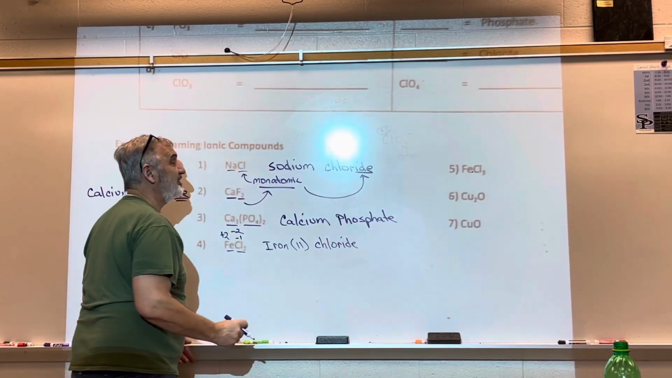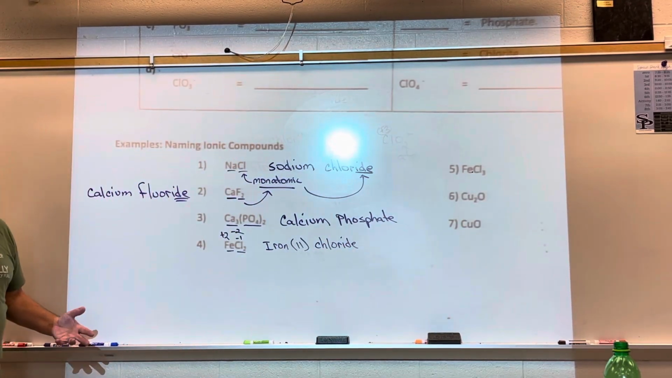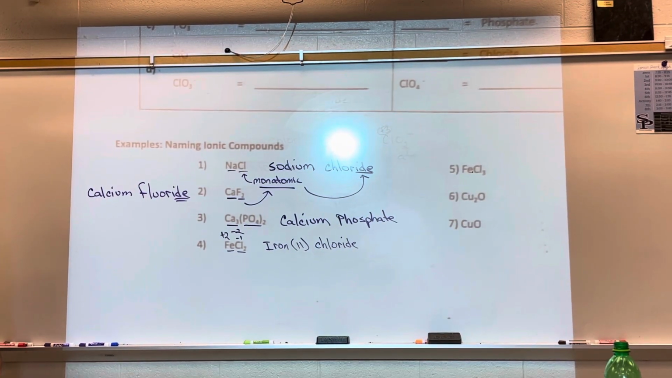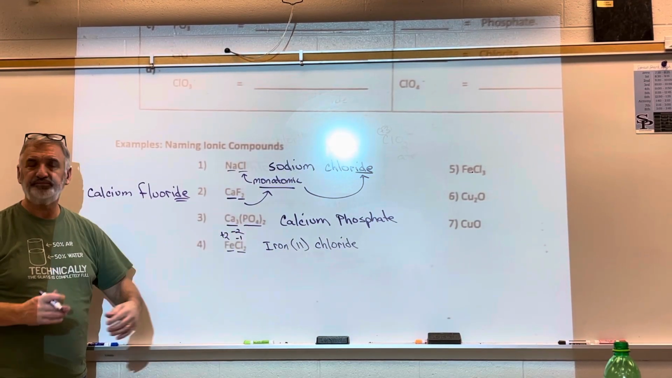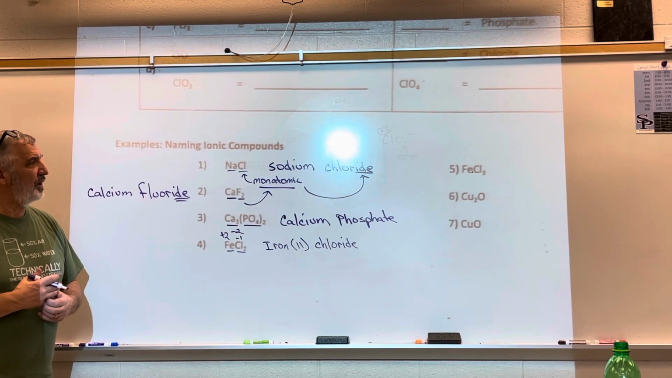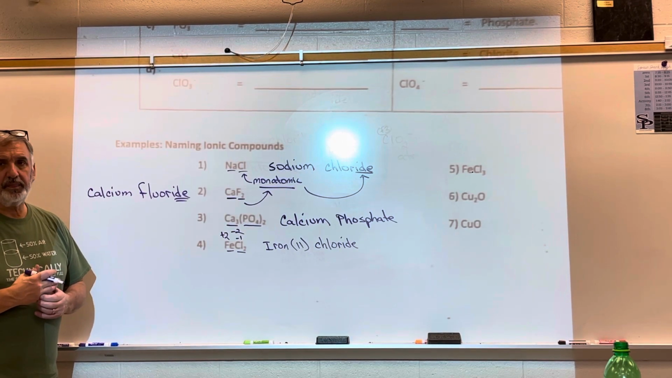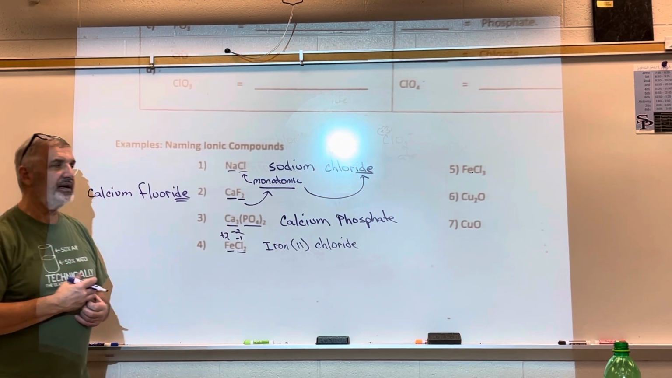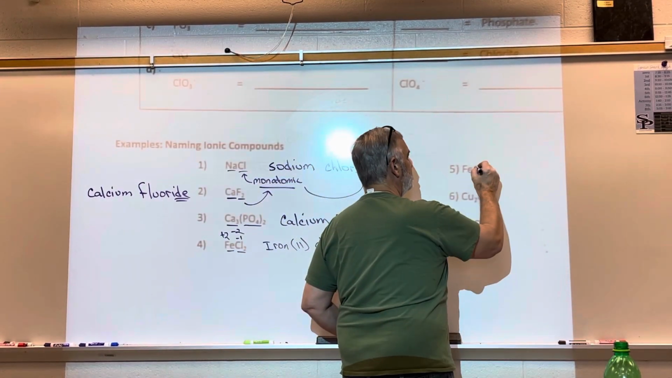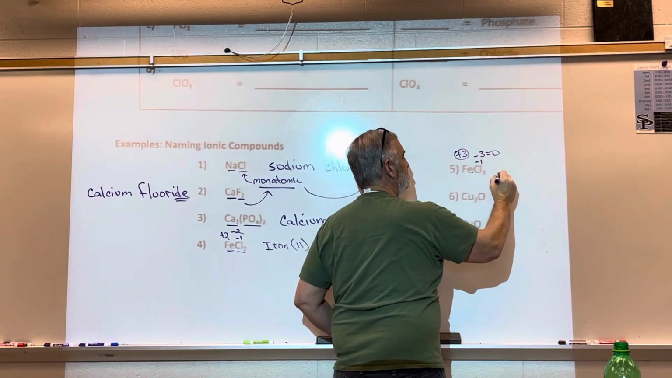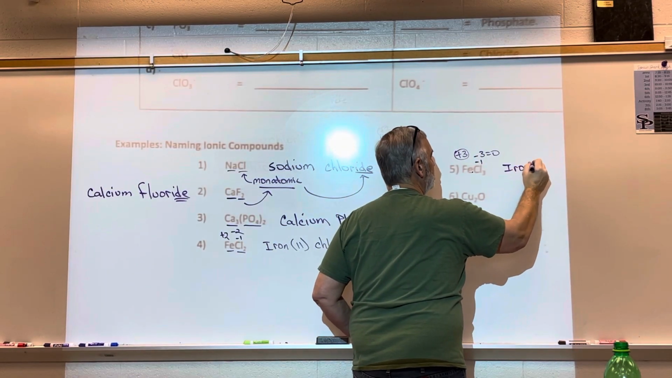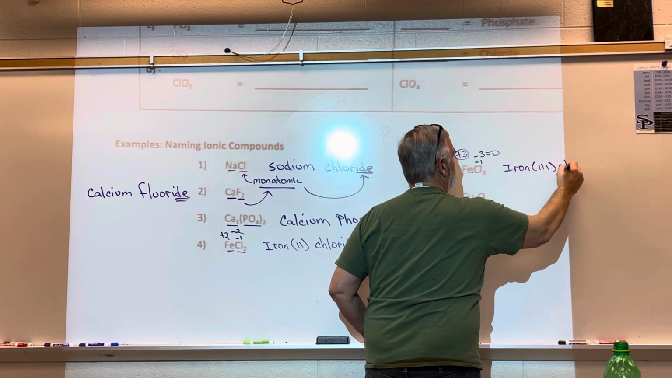Okay? If it's going to have an "ate" ending, it's going to have an oxygen with it, which we'll see. Well, like the phosphate, we have oxygen here. That's why it's an "ate". So what is number 5 going to be then? Iron 3. Iron 3 chloride. Okay, because it's -1 times 3, -3, has to equal 0, so this is going to be +3. So it's iron 3 chloride.